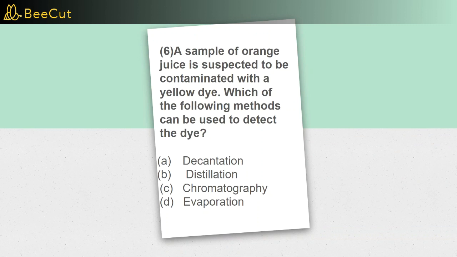A sample of orange juice is suspected to be contaminated with a yellow dye. Which of the following methods can be used to detect the dye? Decantation, distillation, chromatography, evaporation. C is the correct answer, which is chromatography. It's used to separate dyes from a solution.